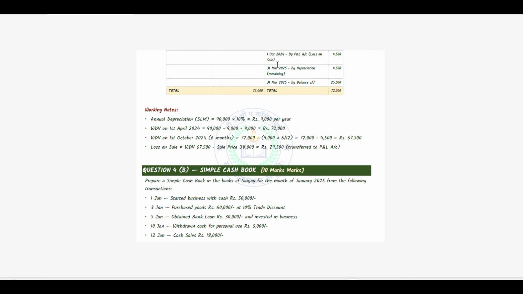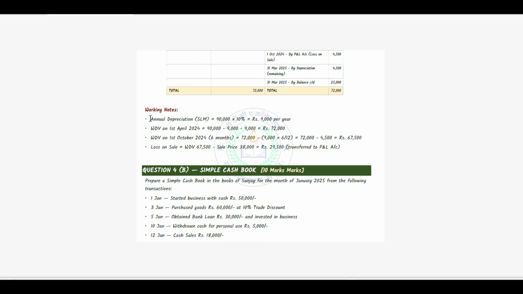Then on 1st October 2024, by profit and loss account is 4,500, already given in the question. On 31st March 2025, depreciation of 4,500 rupees remaining for the year. And on 31st March 2025, the balance will be 25,000 rupees. Total is 72,000 here to 72,000 as it is, because on the debit side there is nothing to add.